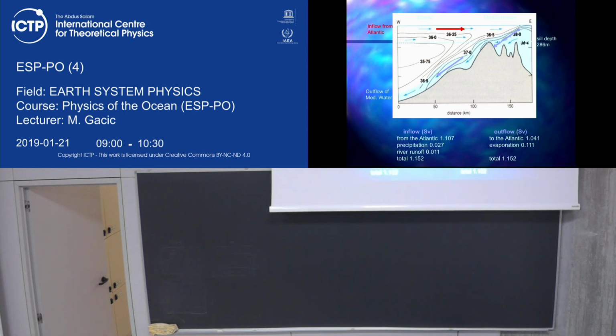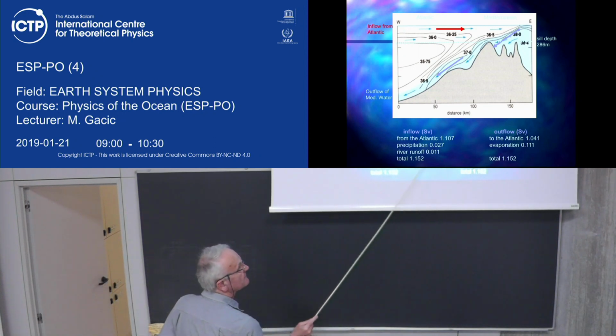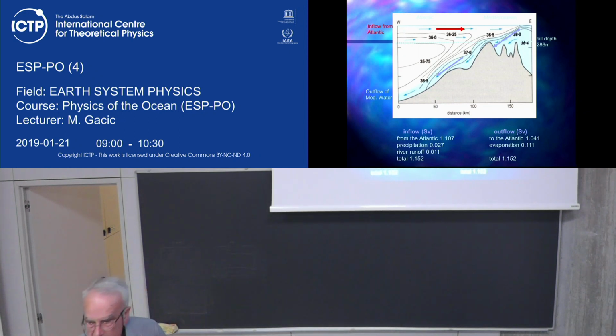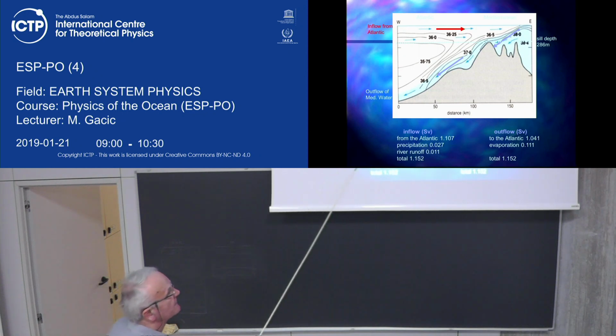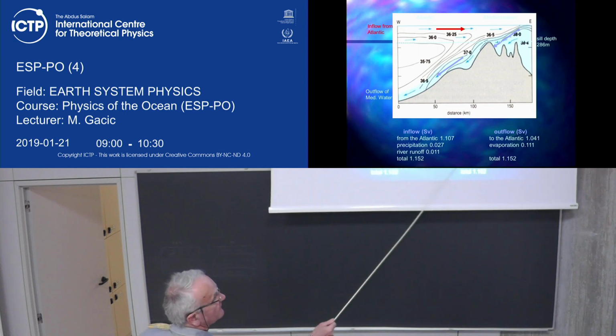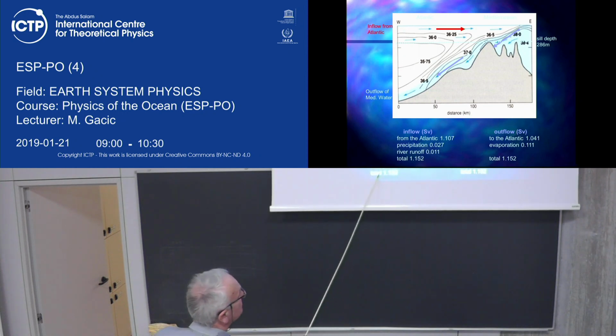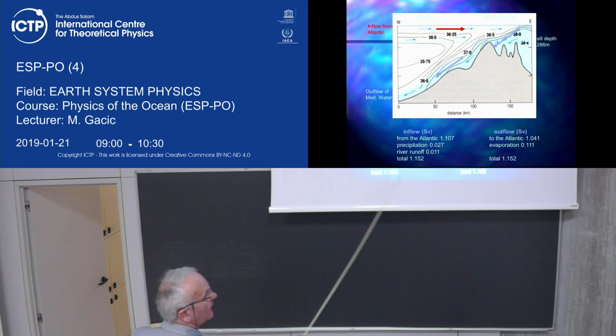But we have to take into consideration that from the Atlantic, according to measurements, we have about 1.107 million cubic meters per second, which enters from the Atlantic with this salinity. And in the Mediterranean, precipitation is 0.027 and the river runoff is 0.011. You can see that evaporation is larger than both precipitation and river runoff. So this loss of water due to the stronger evaporation with respect to precipitation has to be compensated by the larger inflow than outflow. In fact, this is from the Atlantic, this is to the Atlantic, and the difference between the two, so the sum of these has to be equal.